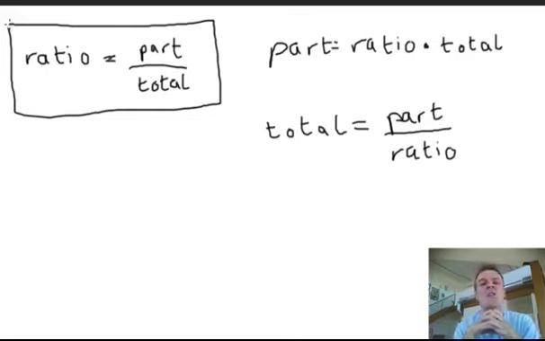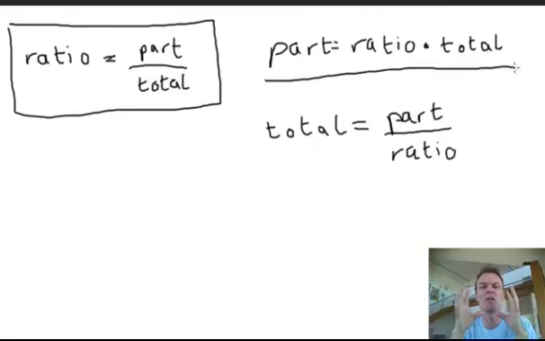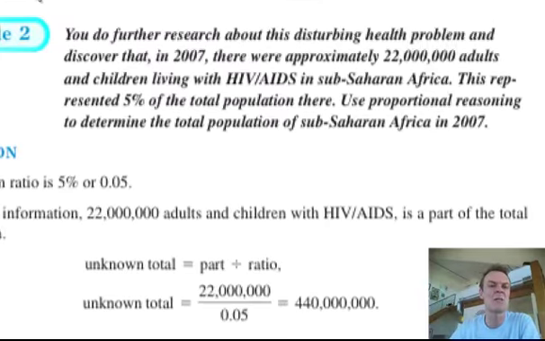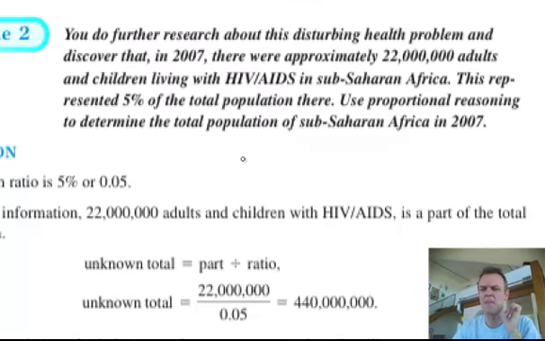To find the part, we used this one in the other video. We wanted to know how many people had AIDS. We knew that it was 23.9% of the population, so we wrote the ratio as 0.239. We knew the total amount of people in Botswana, and we were looking for just that part of the people that had AIDS. Now this situation is different, we're looking for the total amount of people.